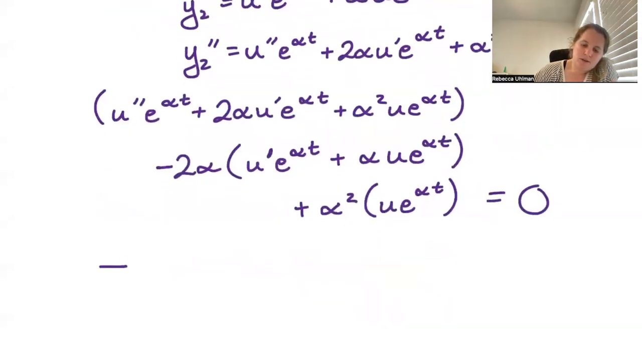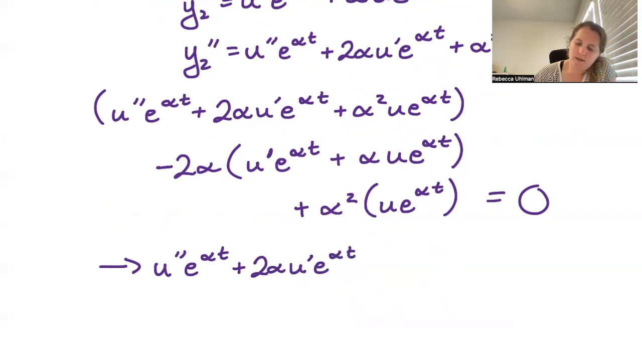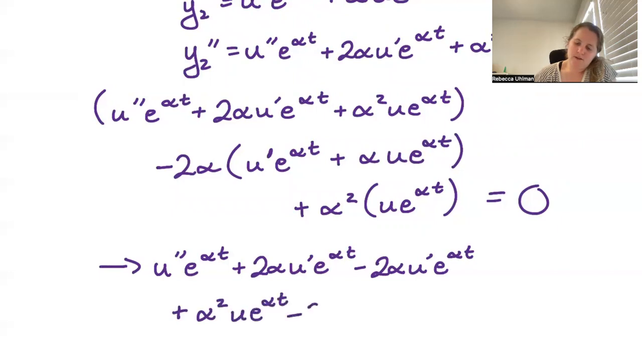So if we simplify, we have u double prime e to the alpha t plus 2 alpha u prime e to the alpha t minus 2 alpha u prime e to the alpha t plus alpha squared u e to the alpha t minus 2 alpha squared u e to the alpha t plus alpha squared u e to the alpha t. And this whole thing is set equal to 0.